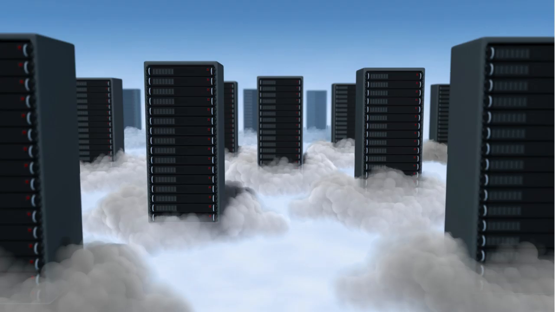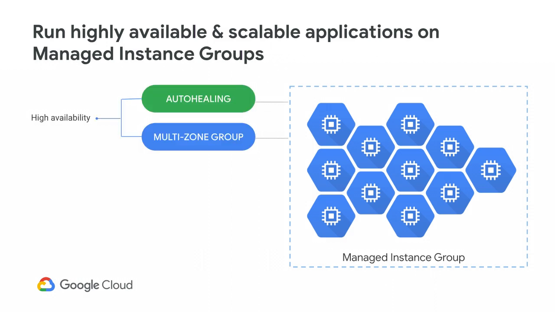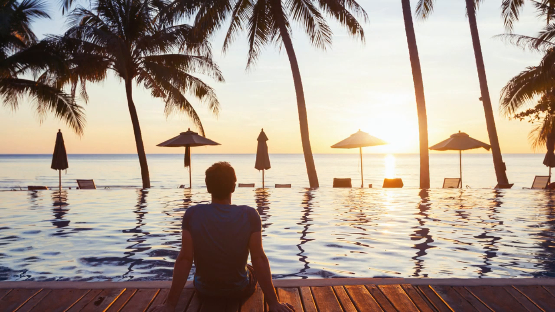And the good news is that managed instance groups on Compute Engine allow you to take care of these problems automatically and build highly available, scalable applications where you can roll out updates automatically and safely, and also pick the optimal size of the machines for your workloads, so that you can have peace of mind knowing that your application is taken care of.